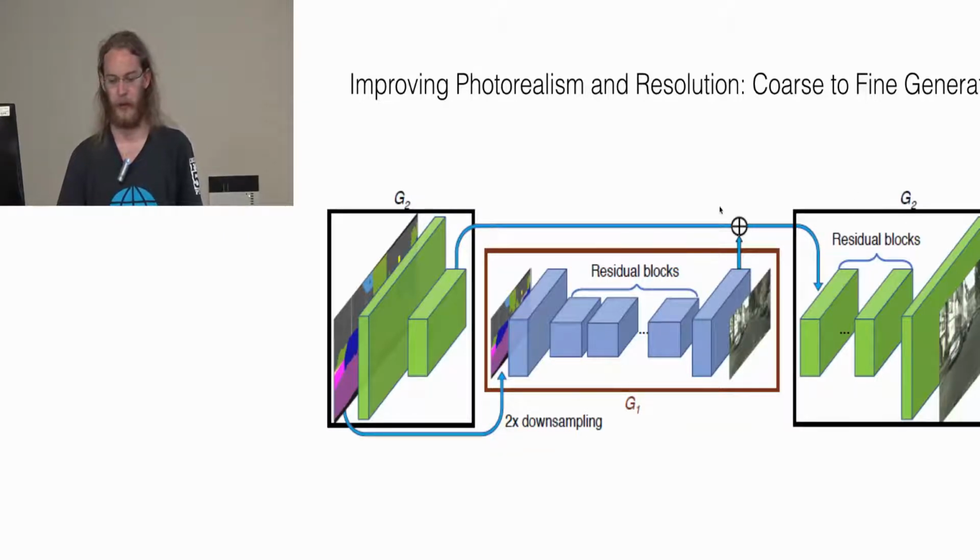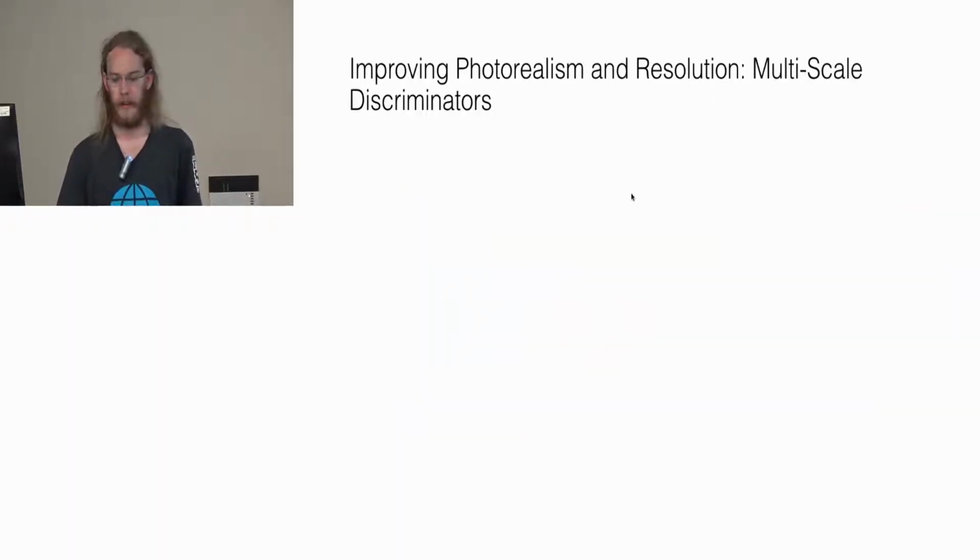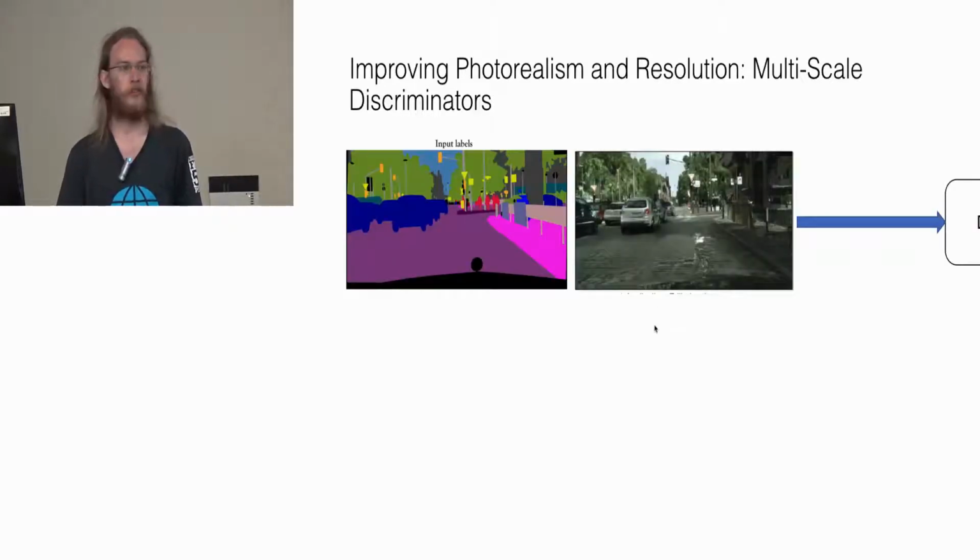Yes, and G1 is sandwiched in between parts of G2. All right. In addition to the coarse-defined generator, which operates at multiple scales, we also have discriminators that operate at multiple scales. The architecture of the discriminator network itself remains unchanged from pix2pix. It's a patch-based, fully convolutional network.